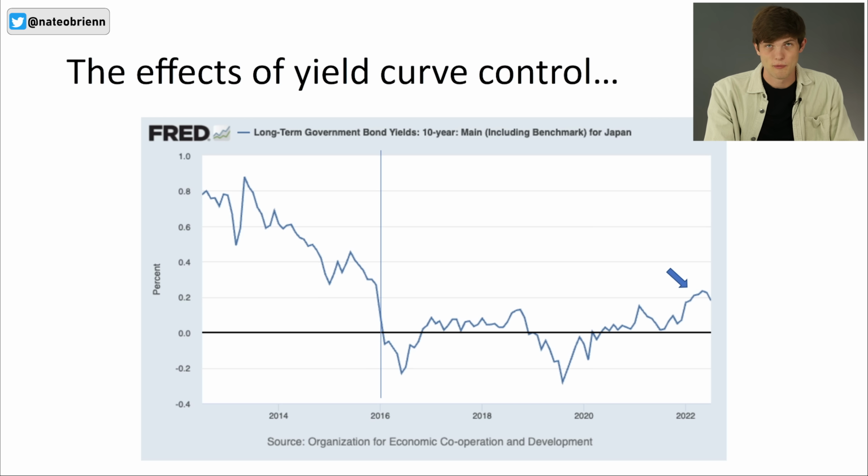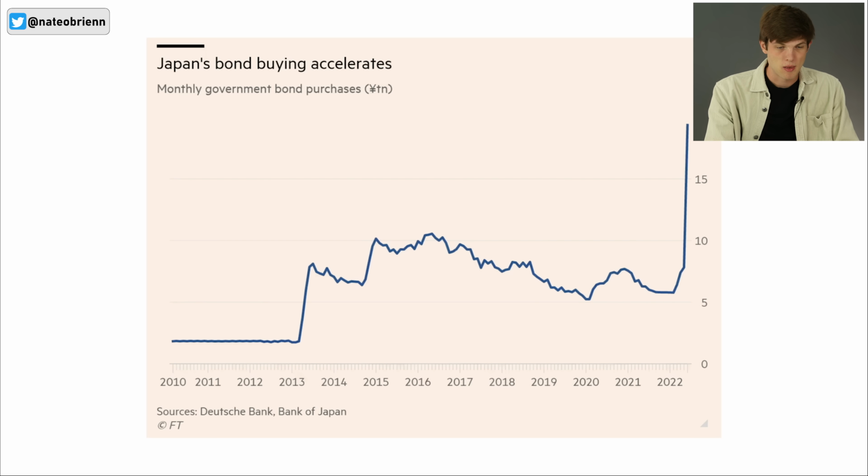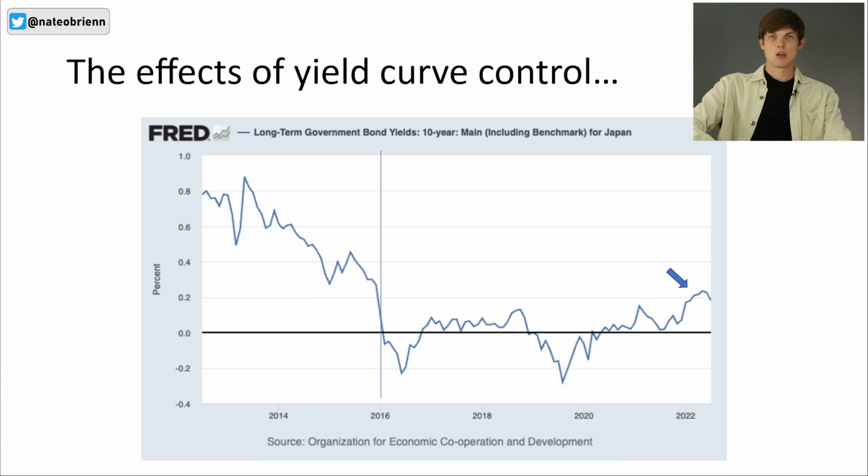Here's a chart of their bond buying program. They really accelerated this a lot just in the past 6 to 12 months. They started to buy a lot more bonds because the yield curve, let's go back to the other slide here, has started to shoot up because there's a lot of people selling their bonds. There's a ton of selling pressure right now, and that puts a lot more buying pressure on the Bank of Japan to continue buying more and more.